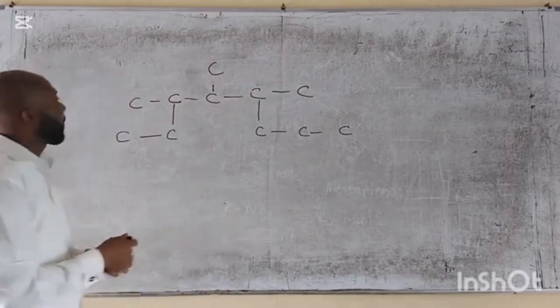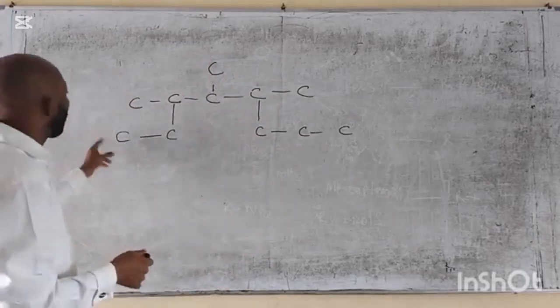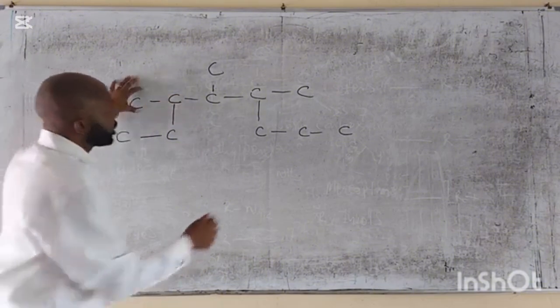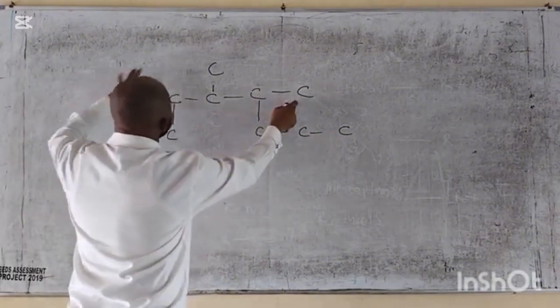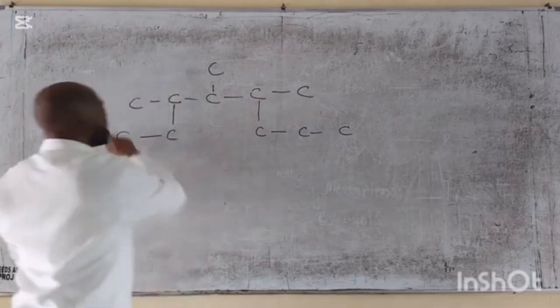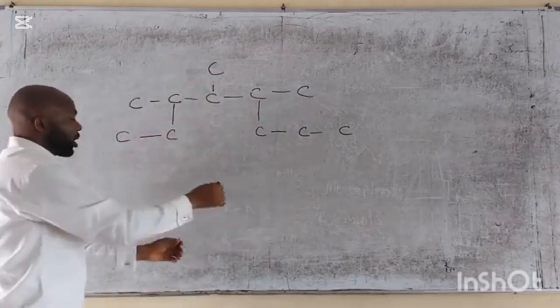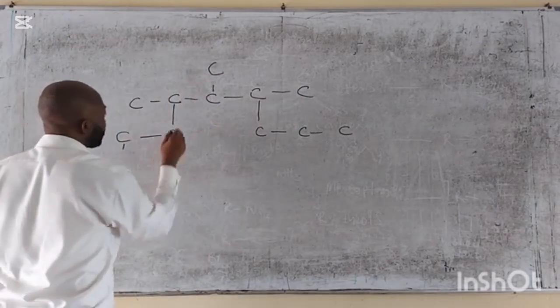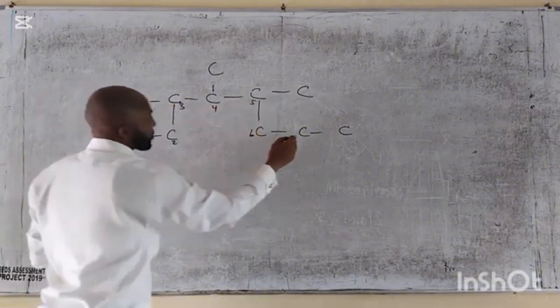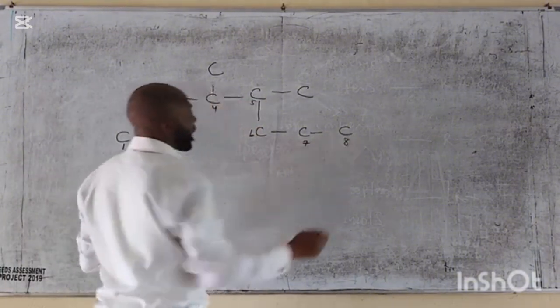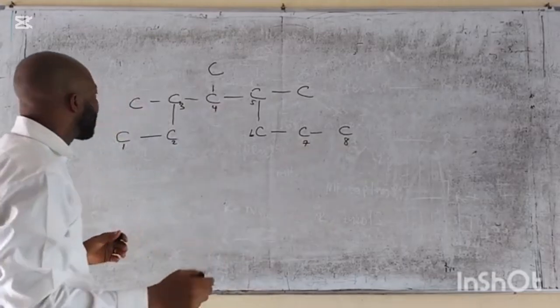So now, which side do I begin with? 1, 2, in 3 I have a methyl. 1, 2, 3, in 4 I have a methyl. So 3, in 4 another one, so obviously it is this side I should come from. So if I have here as 1, 2, 3, 4, 5, 6, 7, 8, I have octane as the parent chain.